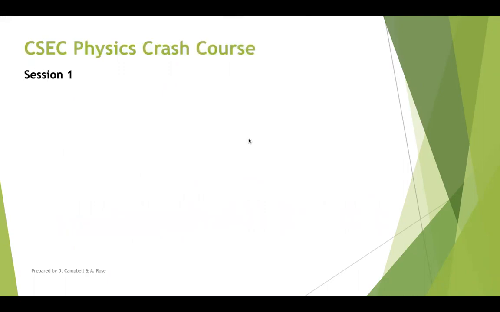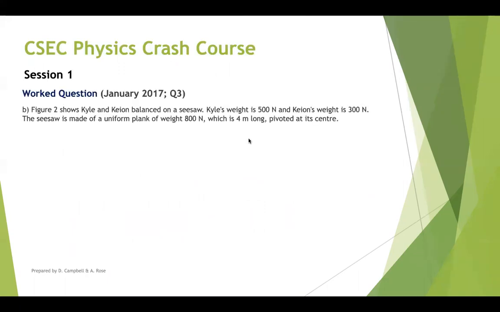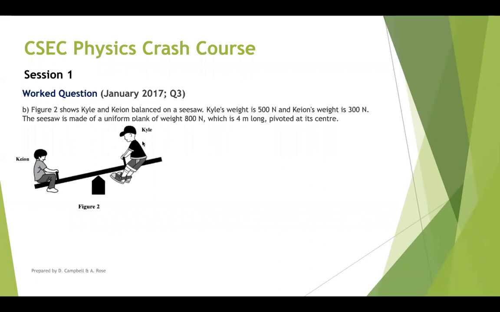All right. So the next part of the question, we have a figure that shows 2 boys, Kyle and Keon, balanced on a seesaw. Kyle has a weight of 500 newtons. Keon's weight is 300 newtons. You're told that the seesaw is made of a uniform plank of weight 800 newtons and it is 4 meters long, pivoted at its center. All right, so Keon's weight would be acting downwards, as would Kyle's weight. Keon's weight is 300 newtons. Kyle's weight is 500 newtons.